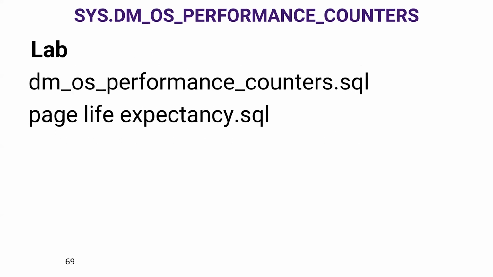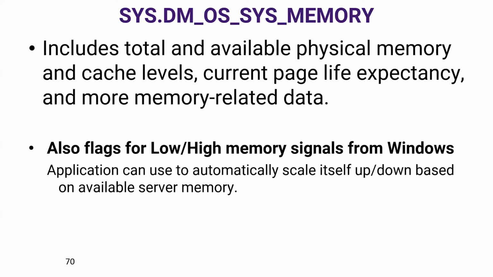And I've got a script that just demonstrates that. The DM OS performance counter script shows you how to get the buffer cache hit ratio. Page life expectancy, that SQL in our toolbox, we use it all the time, uses the same thing to get the PLE out of the SQL Server instance. The same thing that you would see in perfmon.